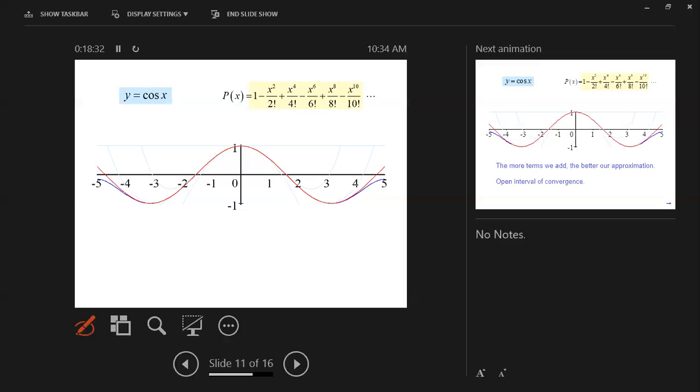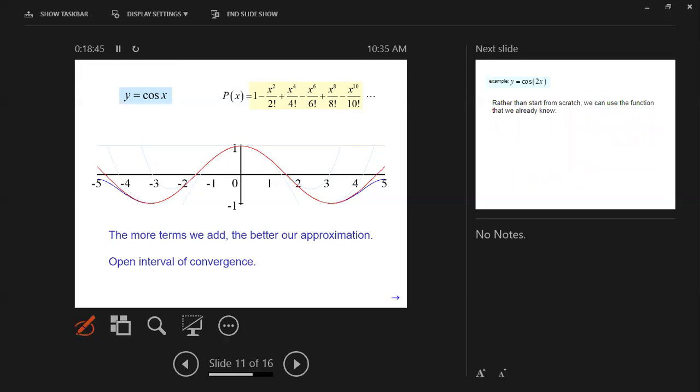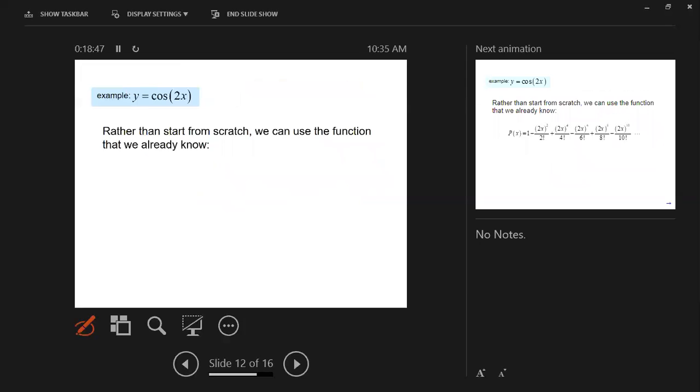I'm actually up to x to the 10th and I'm almost to 1 period. Remember, 6.28 is 1 typical cycle. So that's not horribly bad out to that 10th power. So more terms gives us that open interval of convergence.